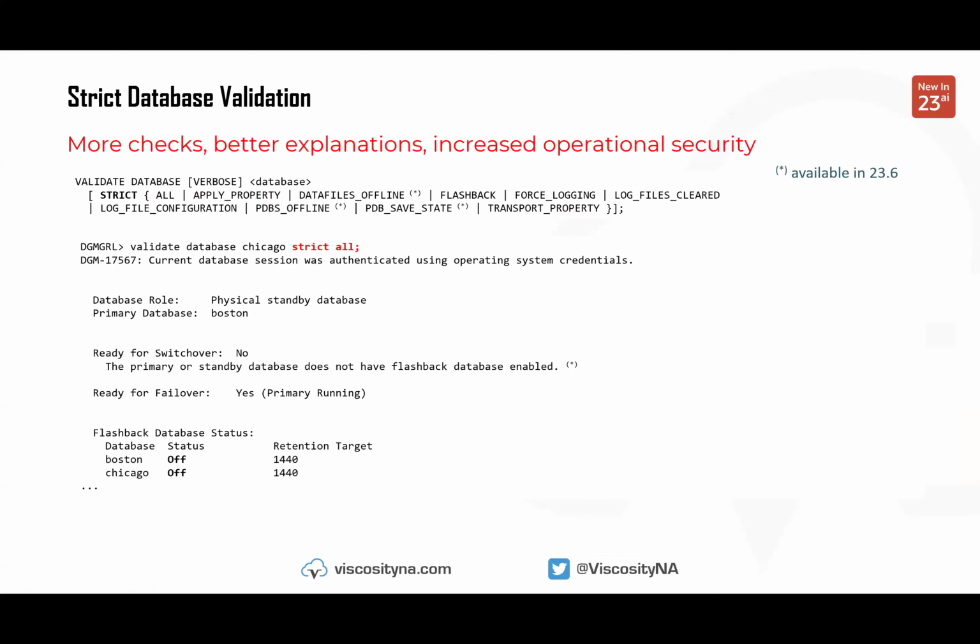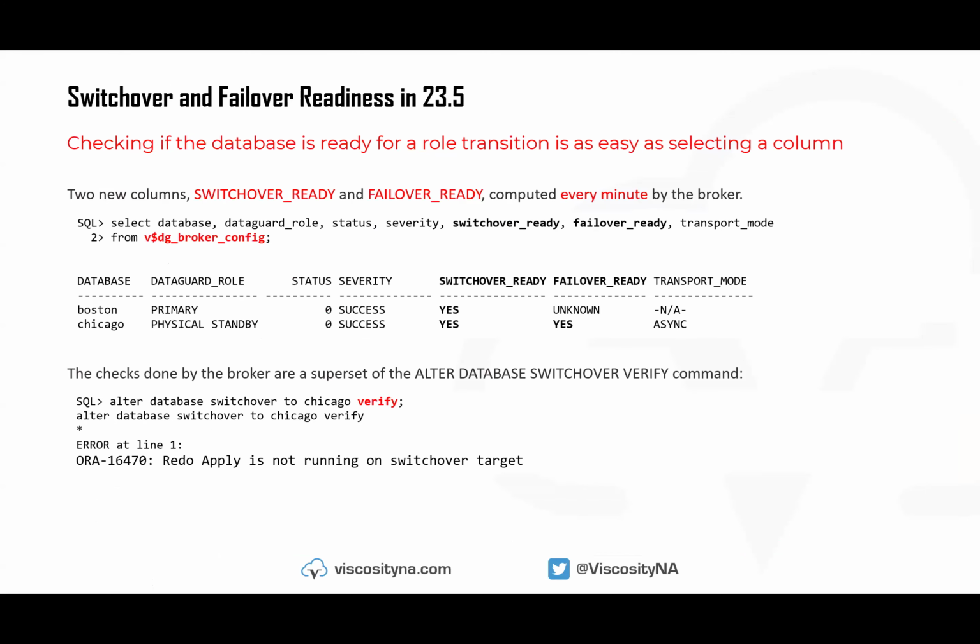Okay, now there's a validate database command within DGMGRL, and you can say make it strict so you have better, more checks and more explanations and increased operational efficiency. Also with 23.5, there's two additional columns in $DG broker config, and it tells you if your environment is ready for role transition. So is it ready for switchover? Is it ready for failover? And it's computed by the broker every minute.